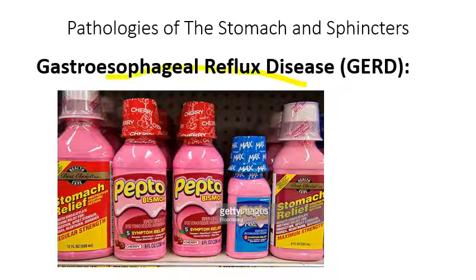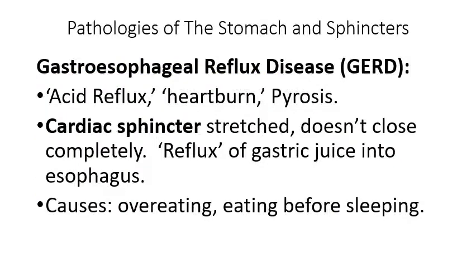A quick and easy cure for it is to drink this stuff called Pepto-Bismol. Bismuth is a base compound that will neutralize the acid. Pepto-Bismol is a brand name, but you can get generic bismuth, not sold under a brand name, for cheaper. That's the quickest way to cure acid reflux, but that's a short-term cure. The long-term cure is to not do things that abuse the cardiac sphincter. Okay, so acid reflux or heartburn or pyrosis are all referring to GERD, gastroesophageal reflux disease.